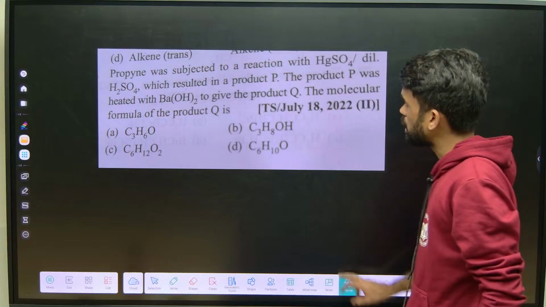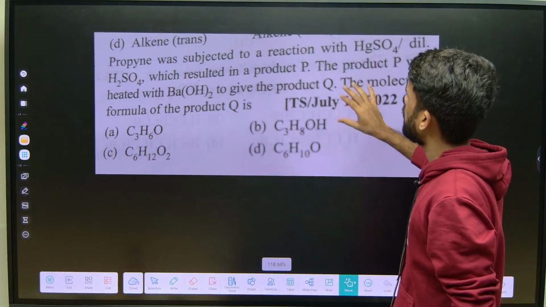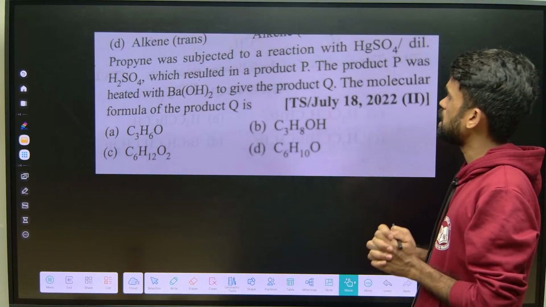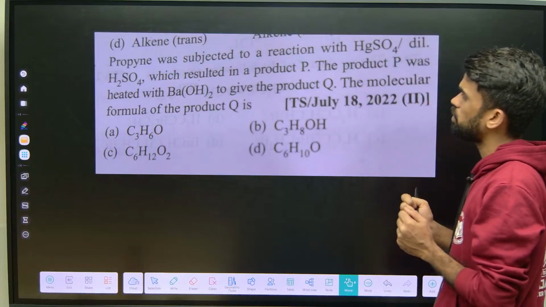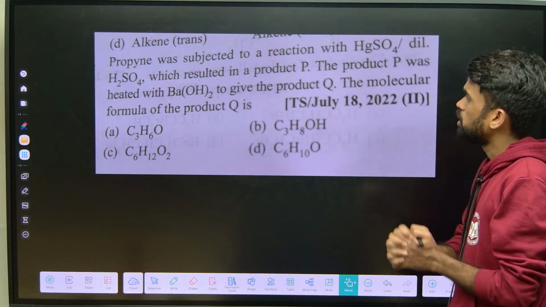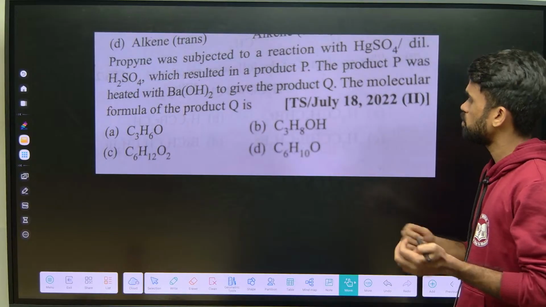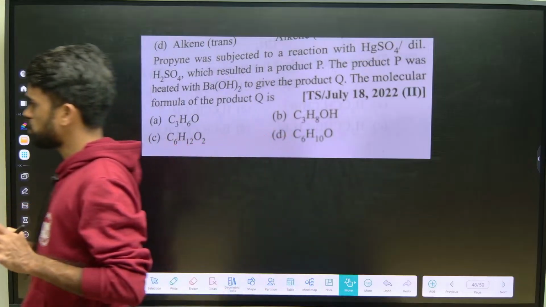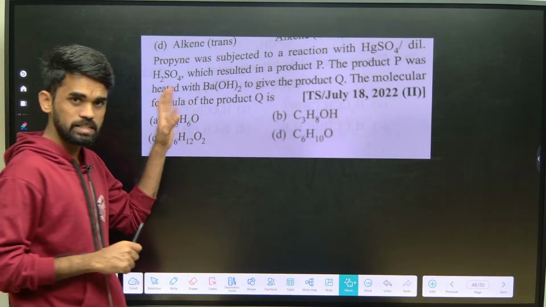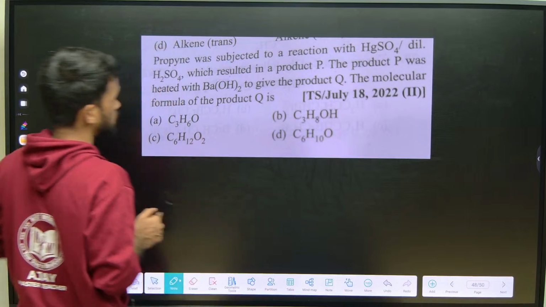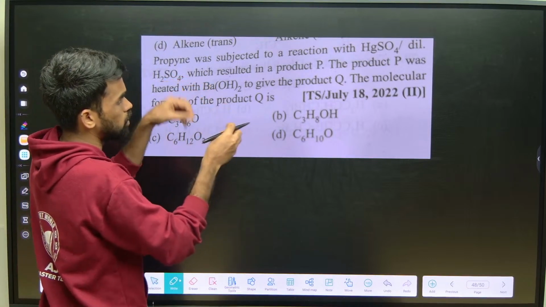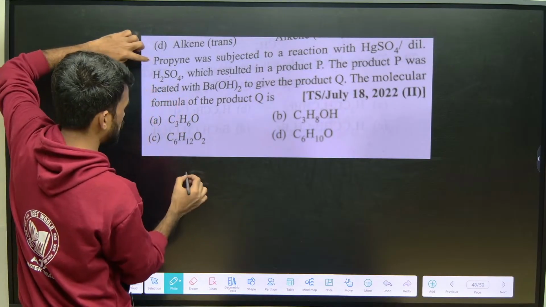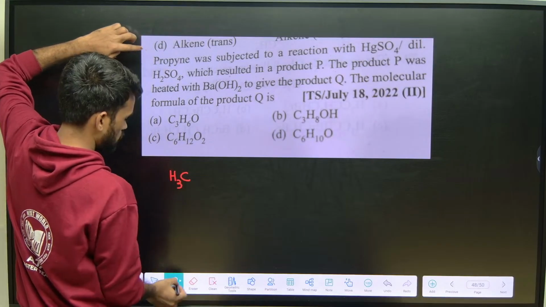Look at this question. What are they saying? Propyne was subjected to a reaction with mercuric sulfate and dilute sulfuric acid, which resulted in a product P. The product P was heated with barium hydroxide to give the product Q. The molecular formula of product Q, very easy. Do not worry about it being lengthy, it is giving complete data for us. Just read it, try to understand it. So first of all they are saying propyne, write the structure of propyne.